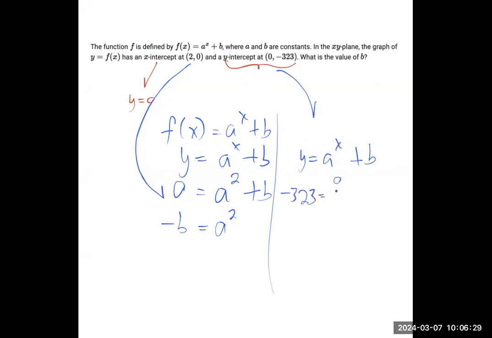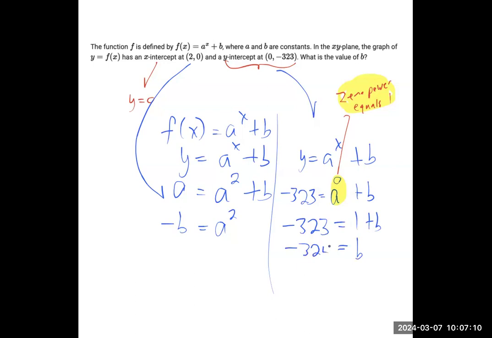So we have negative 323 equals a to the 0 plus b. Now anything to the 0 power equals 1, so that entire piece will be replaced with the number 1. So we've got negative 323 equals 1 plus b. Take away 1 from both sides, and now we're seeing that b equals negative 324.